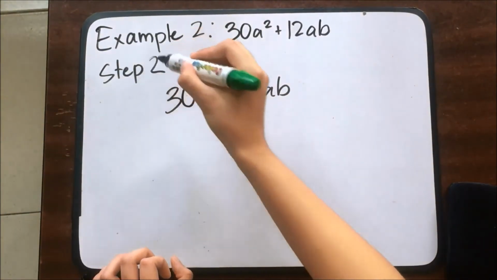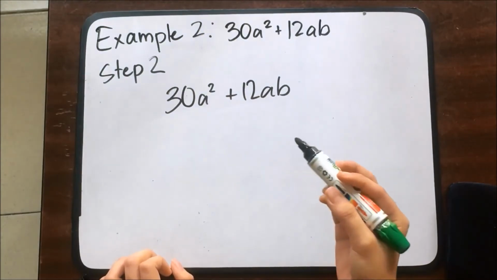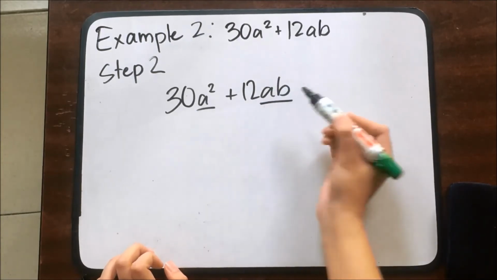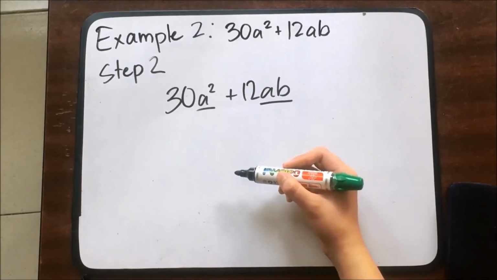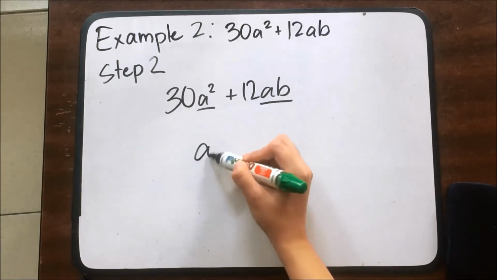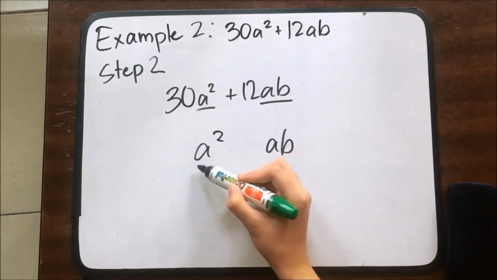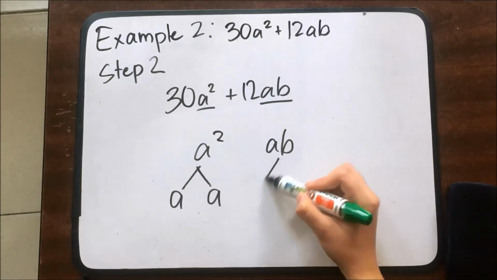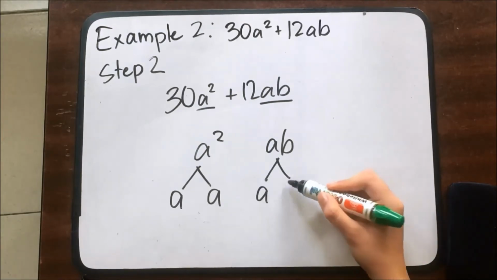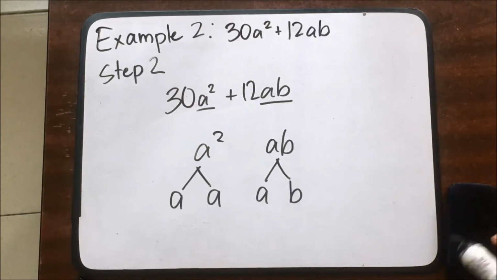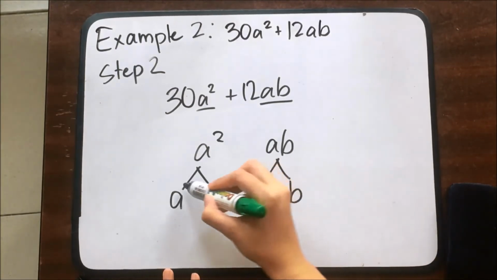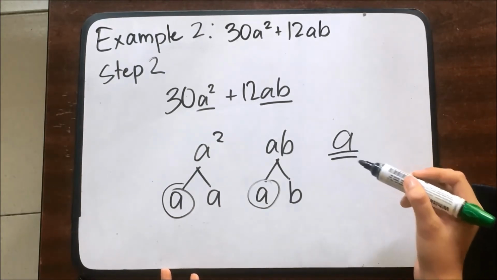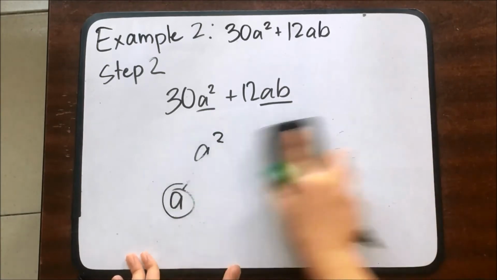Step number 2. Find the GCF of the variables. So here are our variables, the letters, which are a squared and ab. So, let's use a tree diagram to get the GCF of the variables. Now, the factors of a squared are a and a. The factors of ab are a and b. Do you see their common factor? Yes, it's a, but only a. So, a is the GCF of the variables. Now, let's go to our next step.